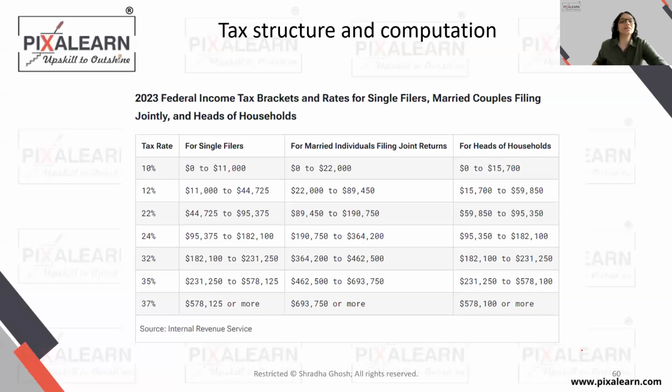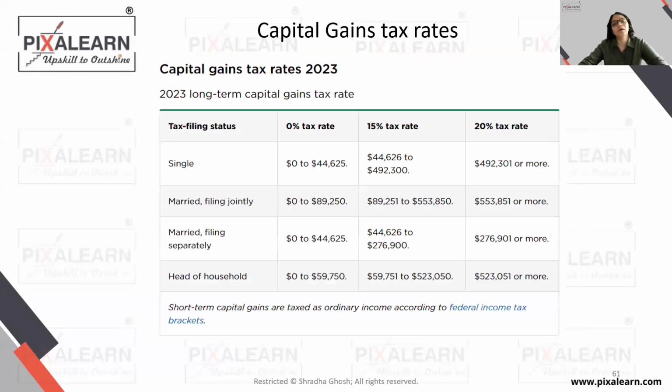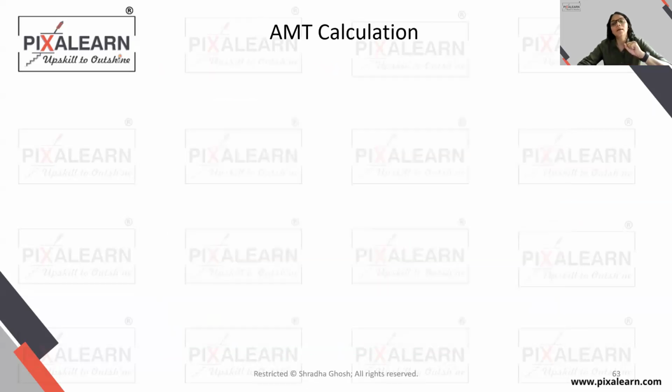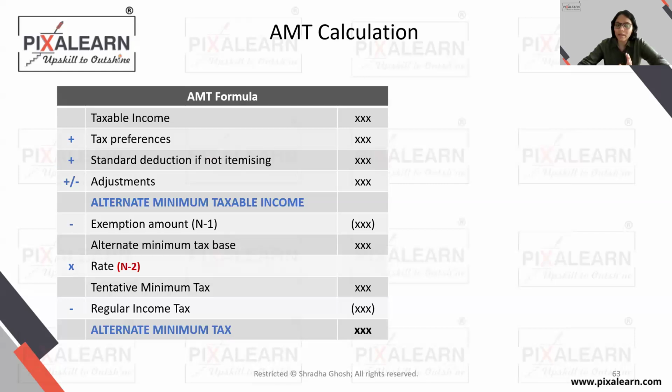Then depending on your filing status, you will apply the slab rates and arrive at your income taxes. And now you also know that your capital gains, which is Schedule D, has to be dealt with separately. Then we have the regular tax that you're going to compare with AMT. And in AMT, you roll back certain provisions and arrive at the alternate minimum tax that you have to pay.